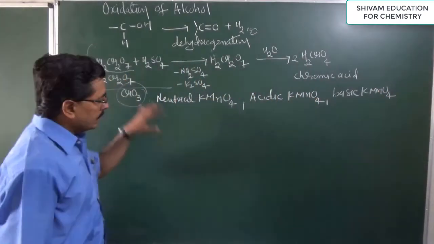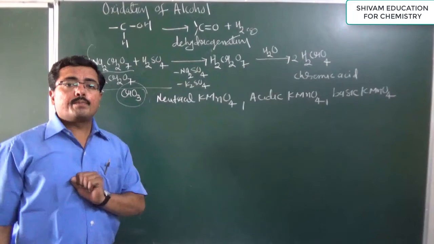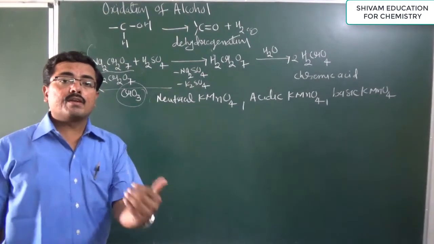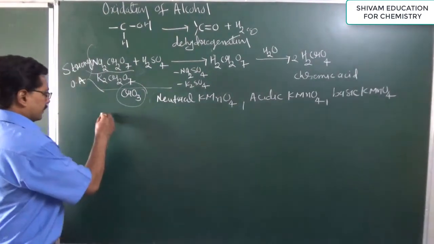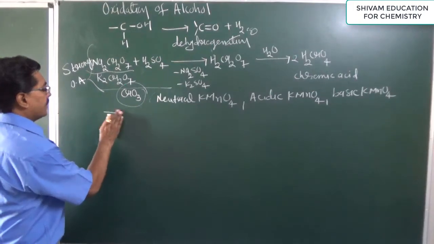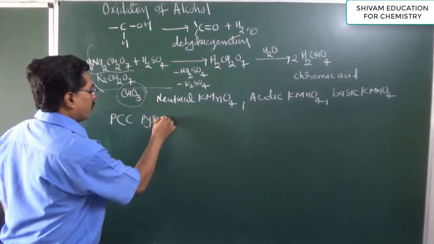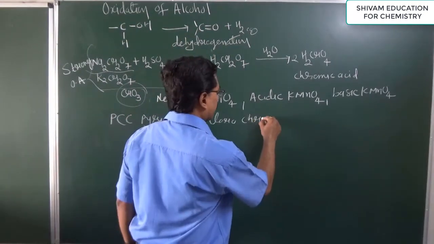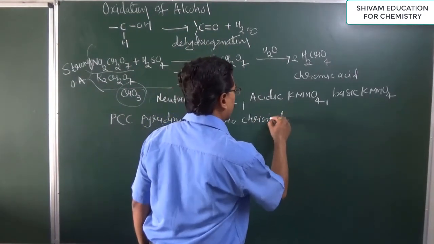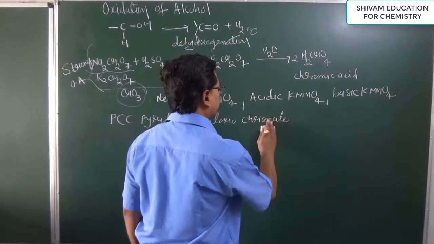Now suppose we want to obtain an aldehyde, then we require a weak oxidizing agent. As a weak oxidizing agent we use PCC, and PCC is nothing but pyridinium chlorochromate. So this pyridinium chlorochromate can also be used as an oxidizing agent.